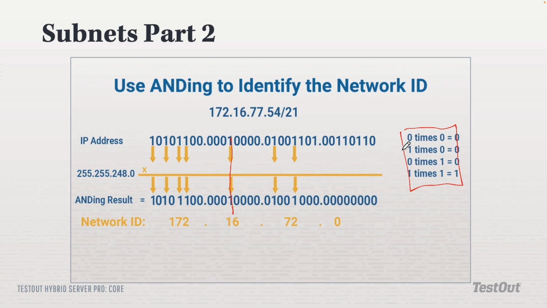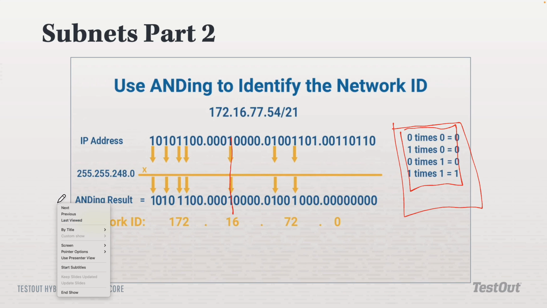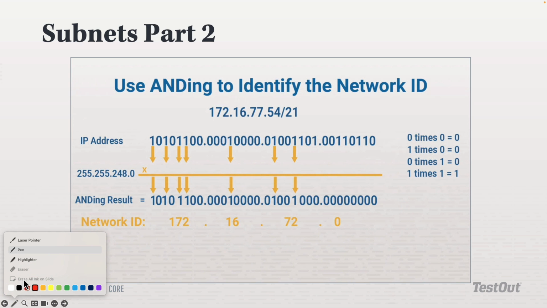That's all ANDing is: this operation that uses simple math where we're doing multiplication of binary numbers. I wish all math were this easy, right? So this is telling us what our network is and then what our host portion is. Does that make sense?